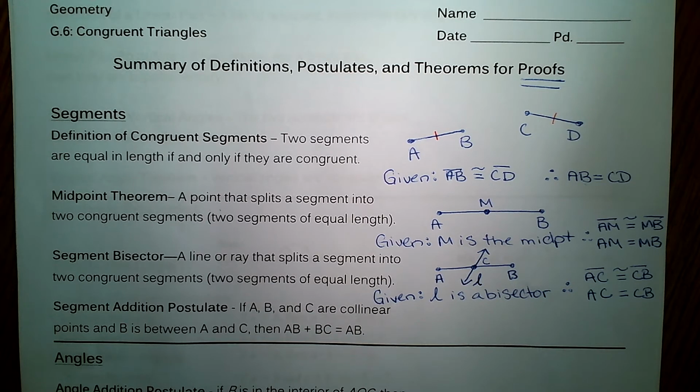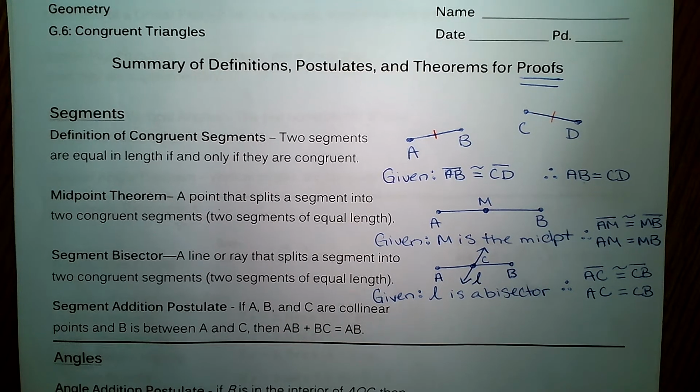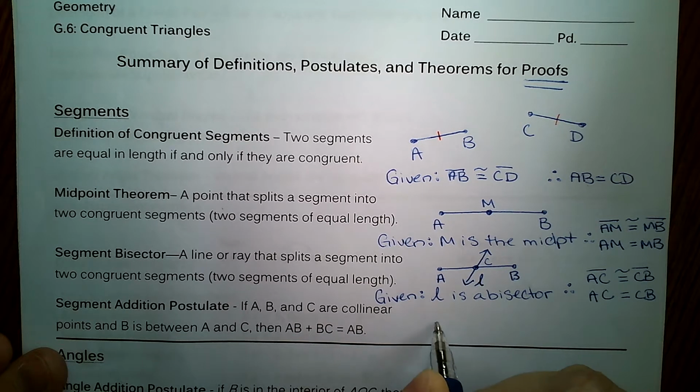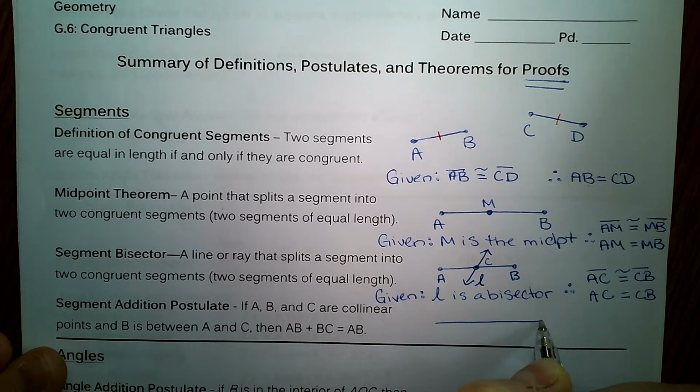Okay, our last segment thing to review is the segment addition postulate. And let's read through this one. This one's kind of tricky. If A, B, and C are collinear points, okay, freeze right there. Collinear means on the same line. So it says that A, B, and C are on the same line. So I'm going to start with a line.